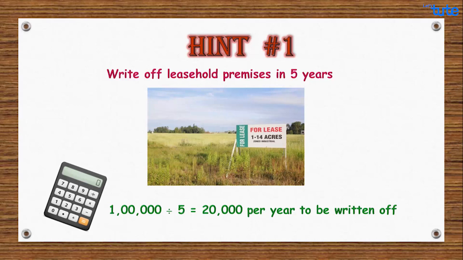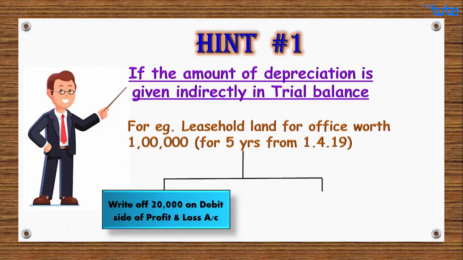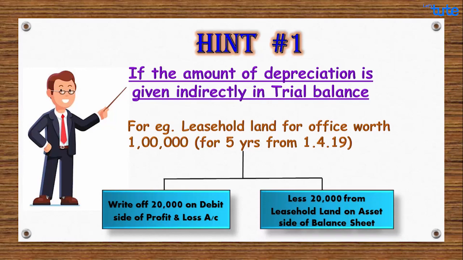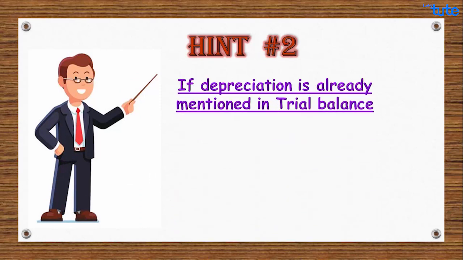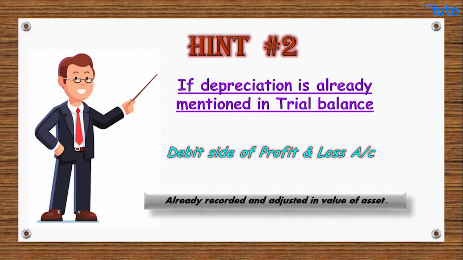It also has the same effects. The first one is write off 20,000 on debit side of profit and loss account, and the second is deduct 20,000 from leasehold land on asset side of balance sheet. And the second hint is if depreciation is already mentioned in trial balance, then it will have only one effect, and that is on the debit side of profit and loss account, since it would have already been recorded and adjusted in the value of assets.